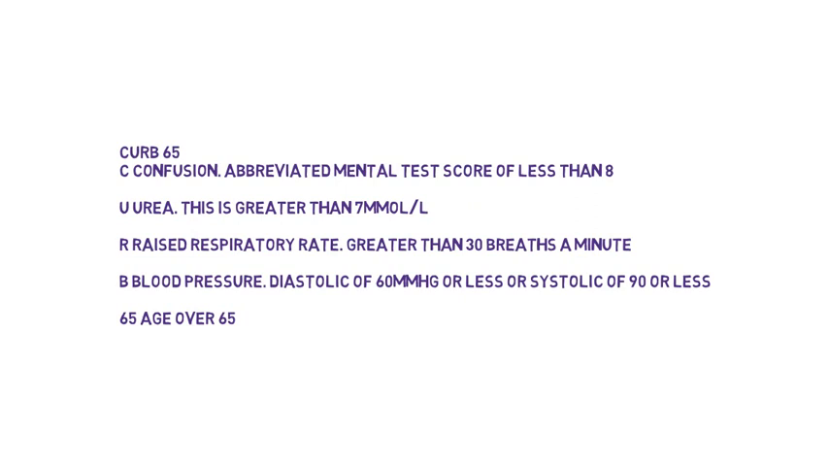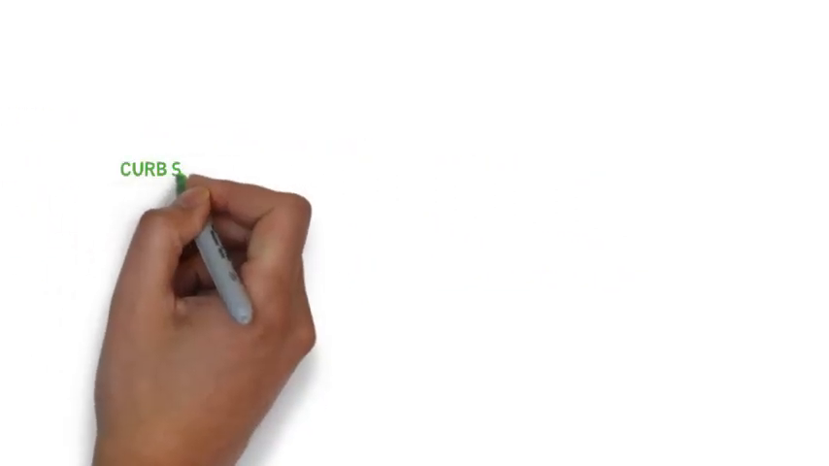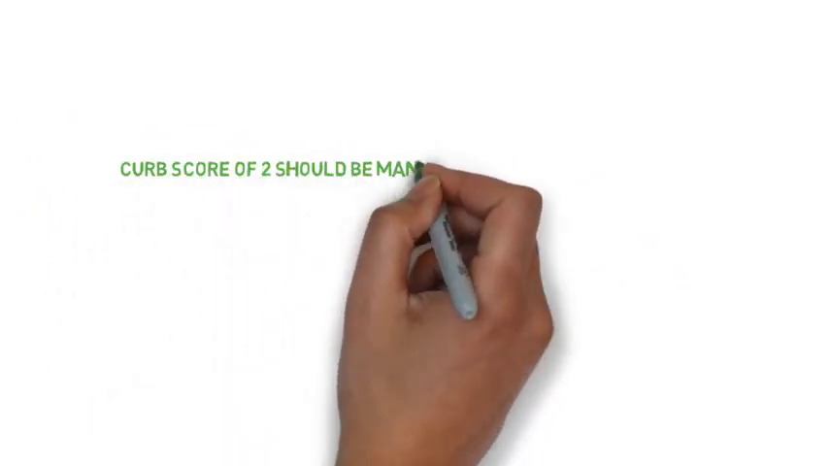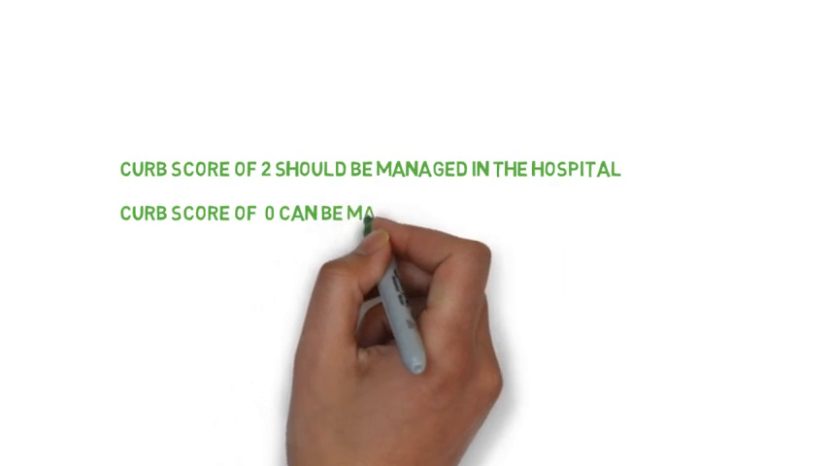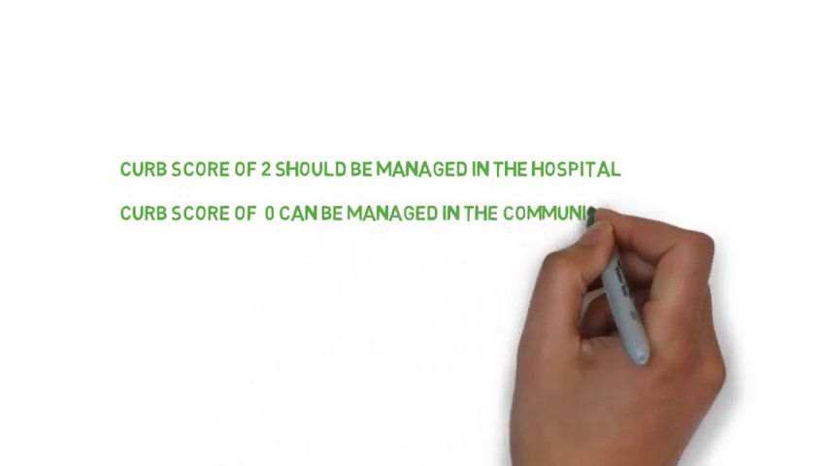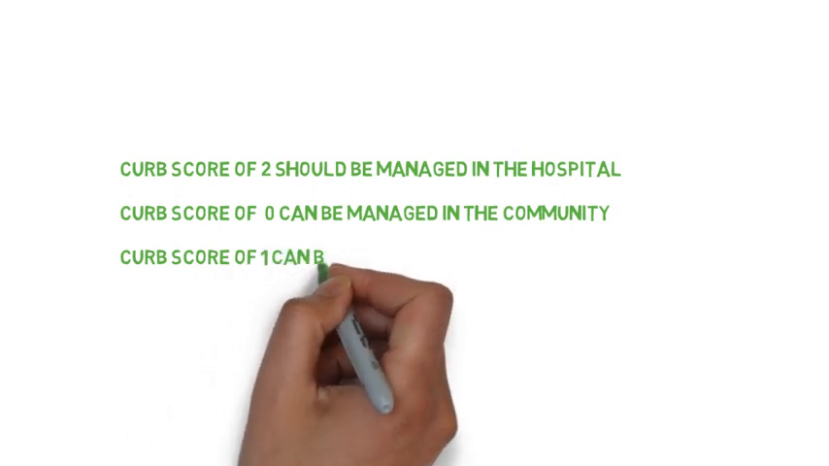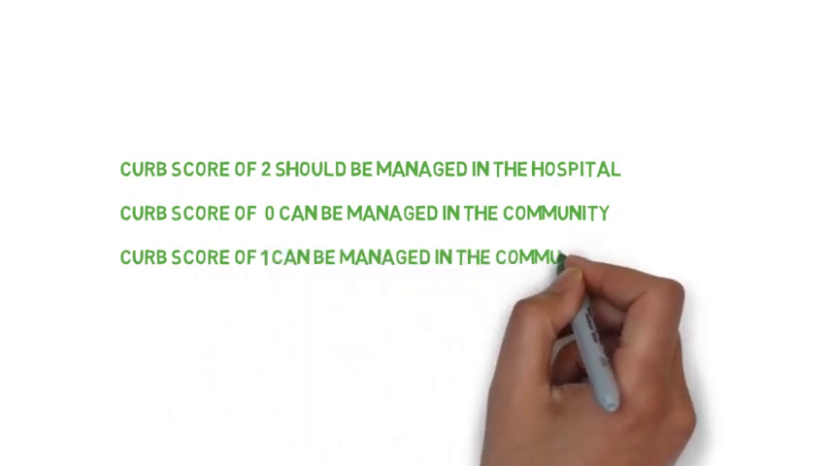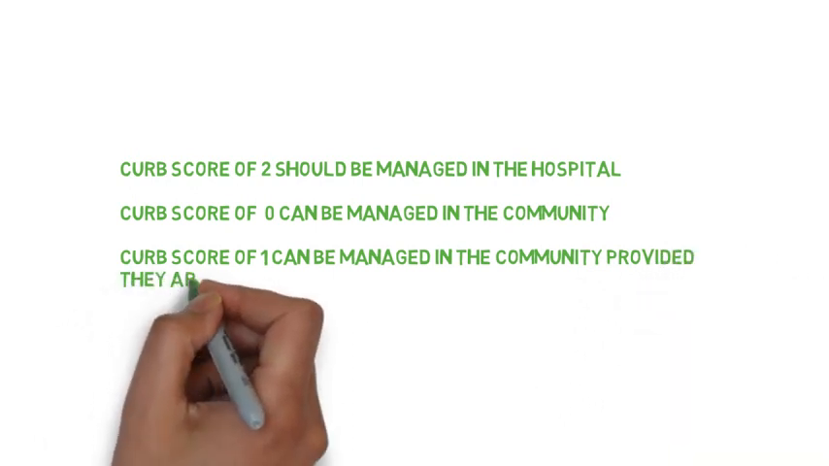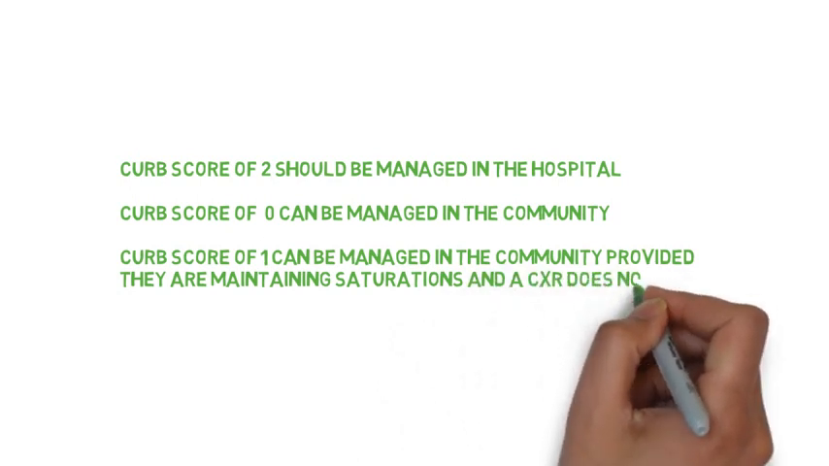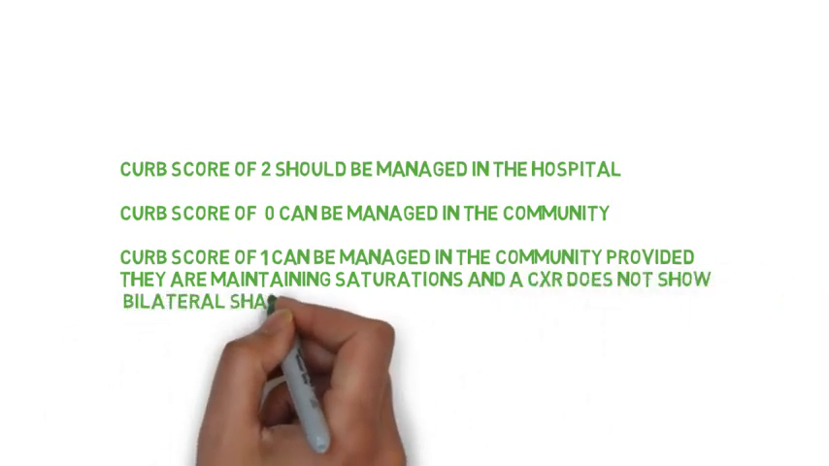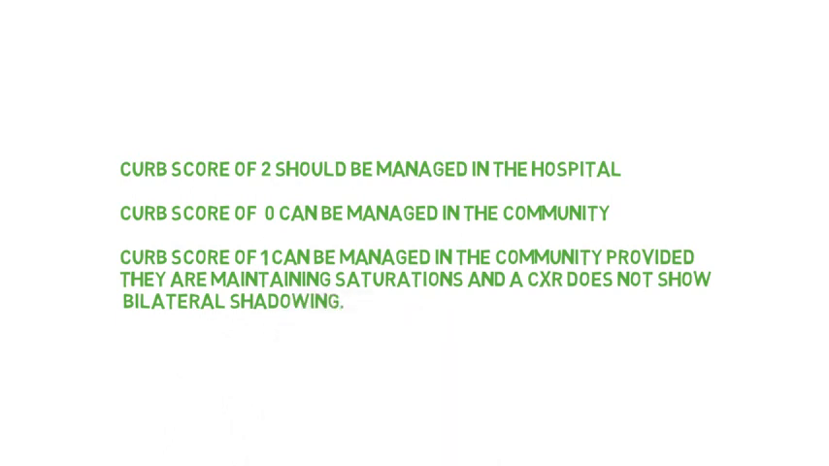The CURB-65 can be useful because a score of 2 or greater should be managed in hospital, a score of 0 should be managed in the community, and a score of 1 can be managed in the community provided the patient is maintaining their saturations and a chest X-ray does not show bilateral shadowing. An ABG is also a useful test to do if someone's breathless and desaturating, and blood tests should be done such as FBC, LFTs, which are deranged in Mycoplasma and Legionella, and a chest X-ray.